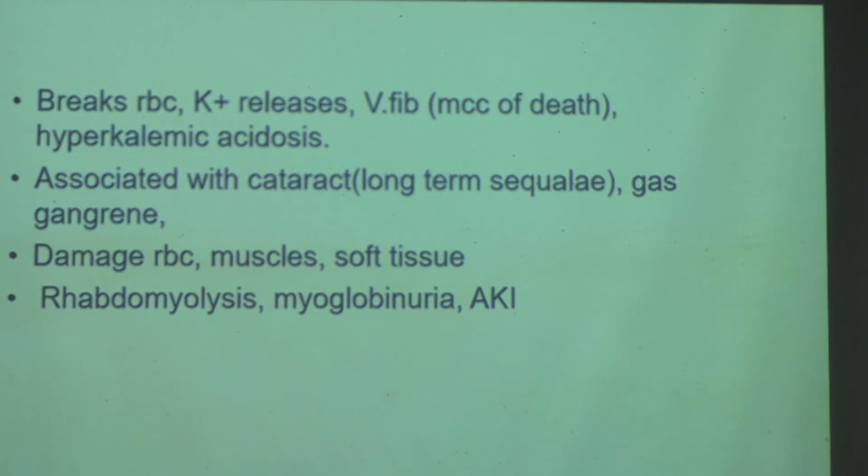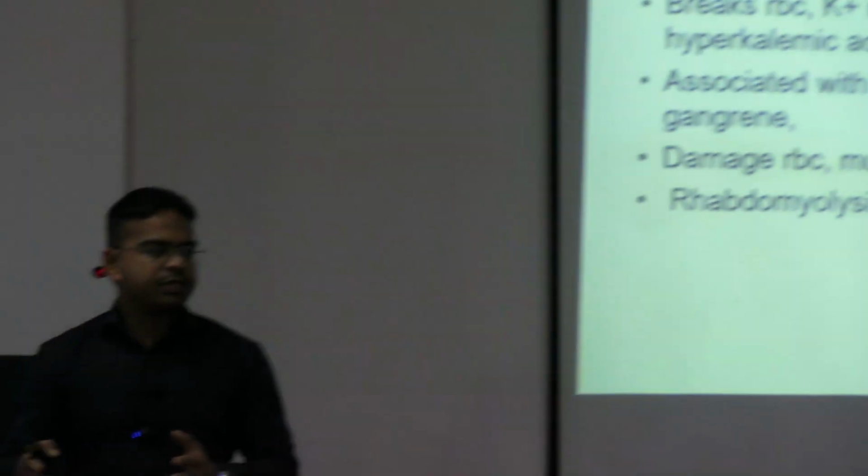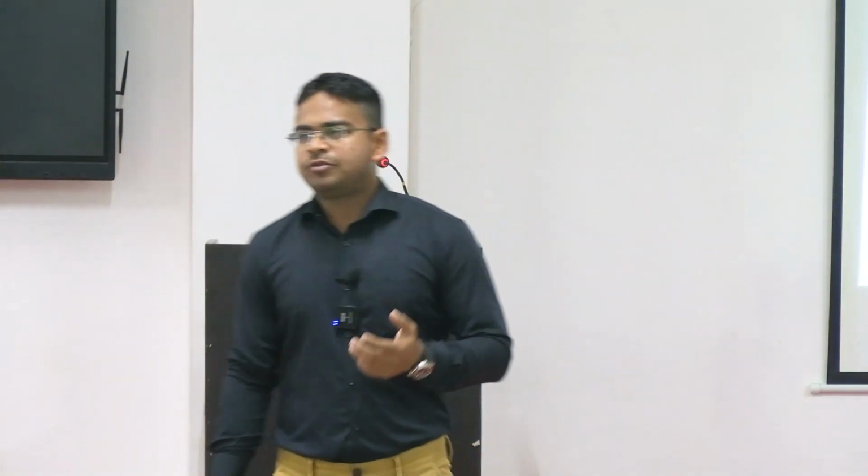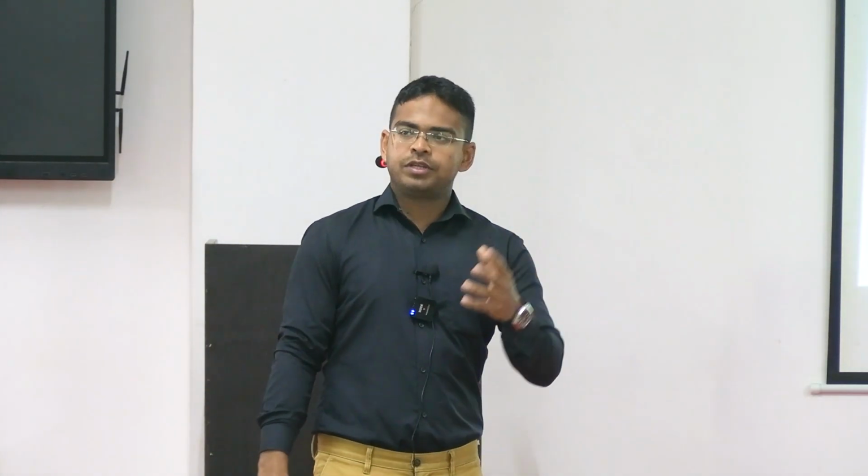So what happens with electrical burn is that when the electricity passes through your cells, it will damage the cells. Now the cells contain a lot of potassium, so the potassium will increase in the blood. It will cause hyperkalemia. This hyperkalemia will lead to ventricular fibrillation, in which the heart cannot pump blood effectively to your whole body. So that will lead to failure of circulation and eventual death of the patient.